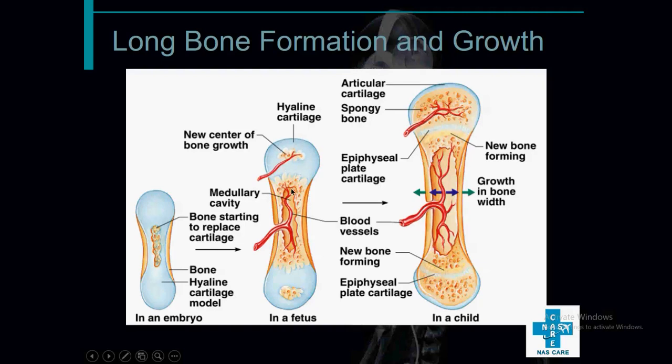Hyaline cartilage, medullary cavity, blood vessels, epiphyseal plate cartilage, articular cartilage, spongy bone, new bone forming. The growth in bone shows as white, a little bit white, it grows more whitely. And this is in a child. And here we have an epiphyseal plate cartilage and new bone forming here.